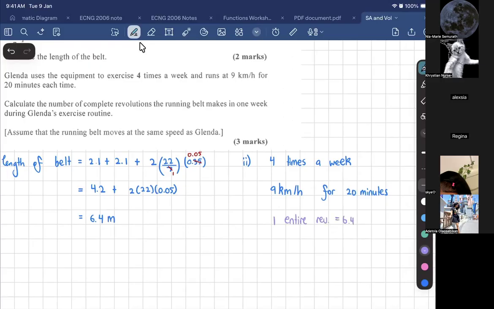So what we need to do now, Samir, think about it. If one entire revolution is 6.4 meters, we could figure out how many revolutions she traveled if we knew the total distance. Let us soak that in for a bit, right? If we knew how much distance she traveled in 1 week, we could figure out how many revolutions it had.